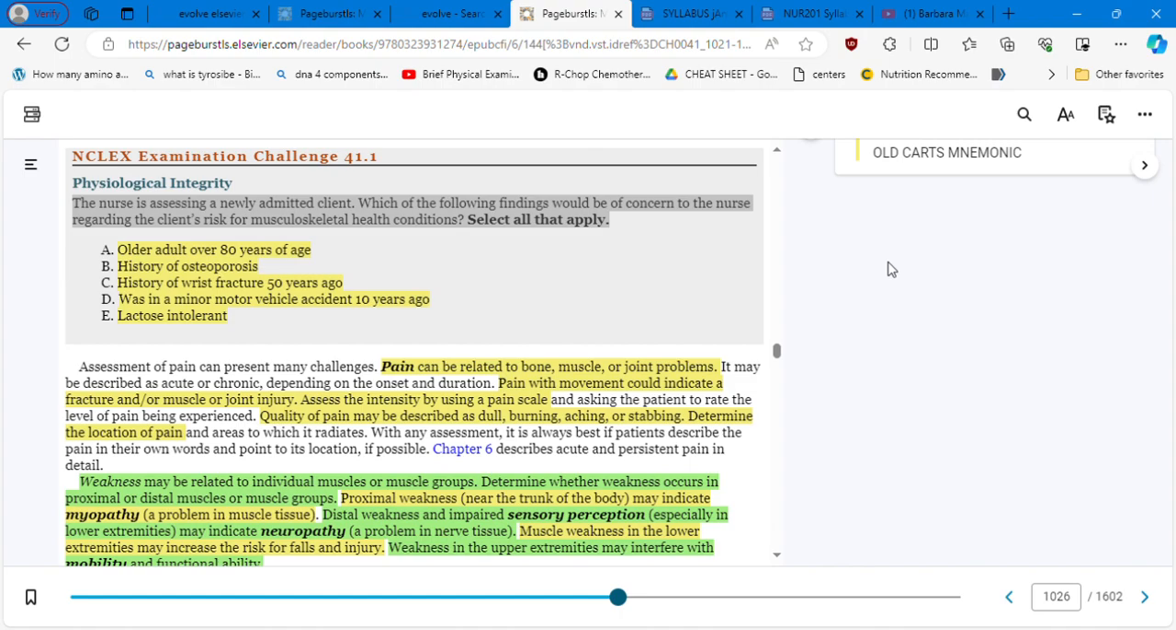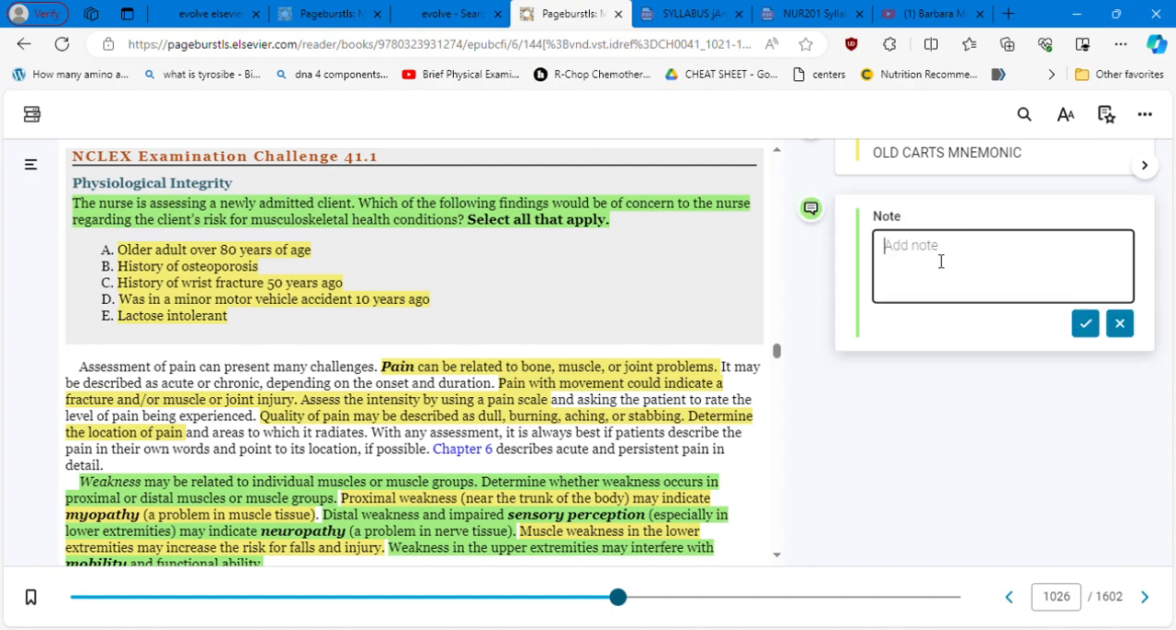And this question is good to know. It's a select all that apply. The age, osteoporosis, the history, that's good to know. It's coming. History of wrist fracture 50 years ago, was in a minor motor vehicle accident, lactose intolerance, okay?